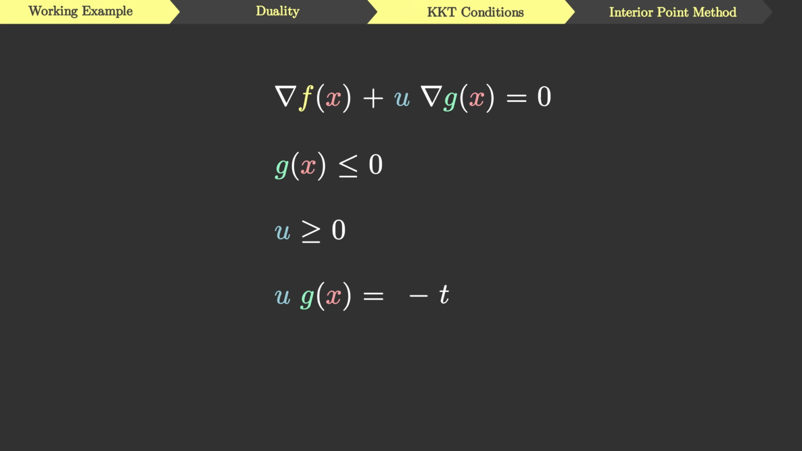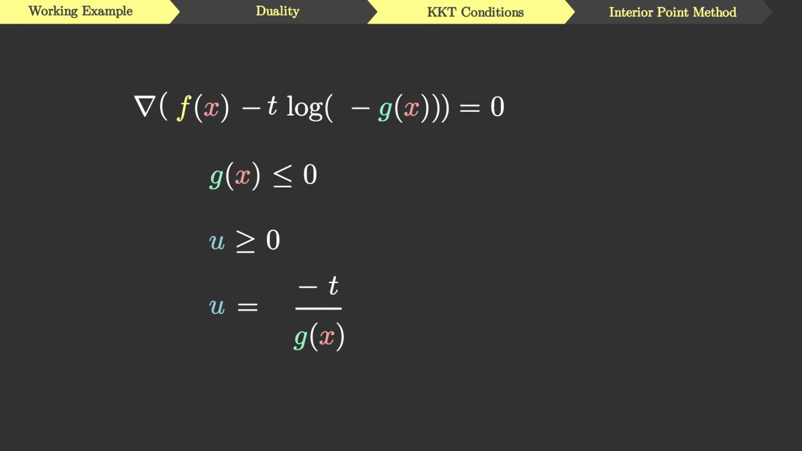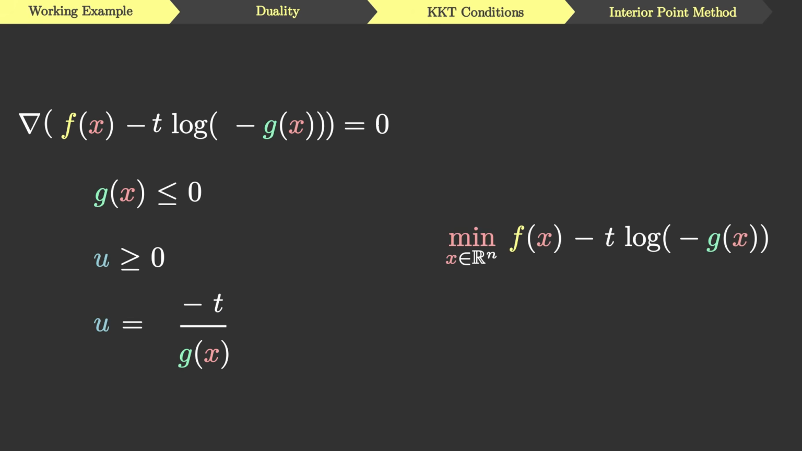If u times g equals minus t, then we immediately get the value of u from the value of x, as u equals minus t over g of x. Let's plug this value of u back in the gradient equation. As it turns out, this quantity is actually the gradient of f minus t of log minus g. And you might want to pause the video here and work out the gradient by hand to convince yourselves of this fact. Now, in order to solve this gradient equation, we just need to minimize this function.